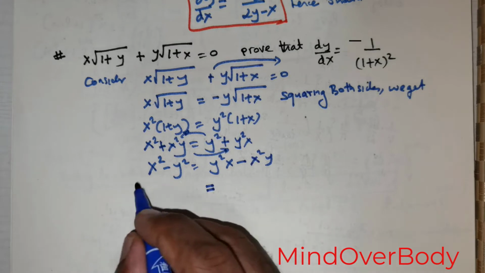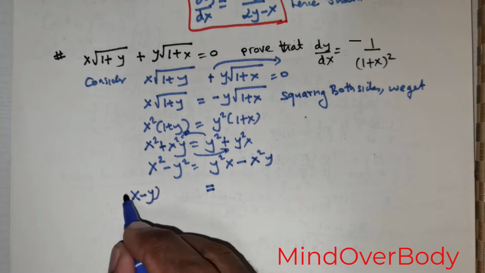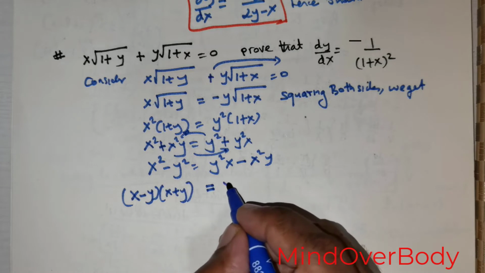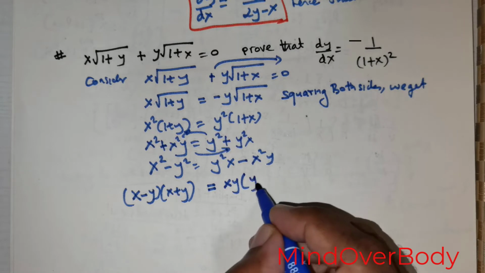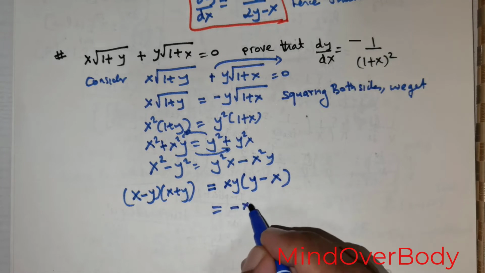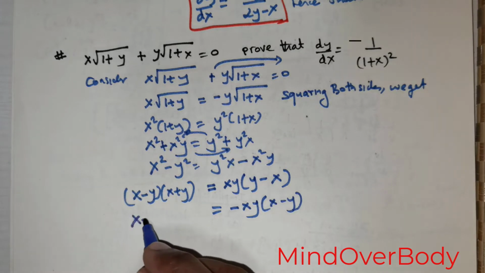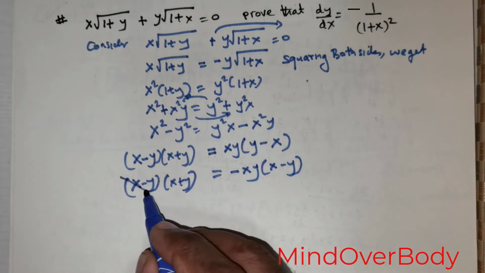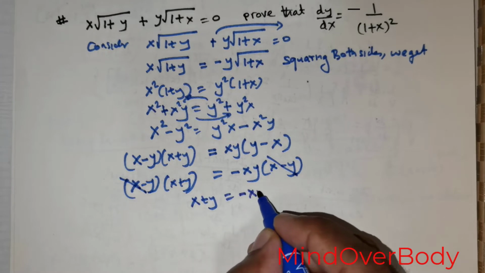Now on the left side, this is of the form a squared - b squared, so this can be rewritten as (x - y)(x + y). On this end, we can take x and y as a common factor. That would give me a y here followed by an x here. Now if I take the negative sign out, this is going to give me negative xy(x - y). On the left side it's going to be (x - y)(x + y). (x - y) can be cancelled, giving me x + y is equal to negative xy.